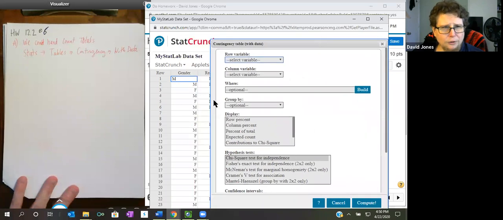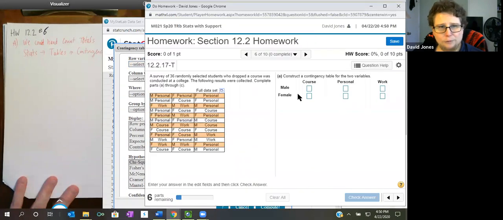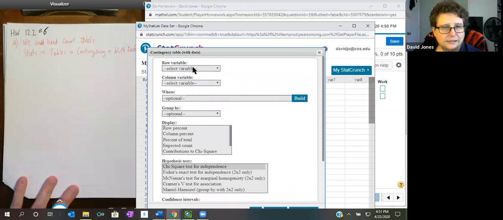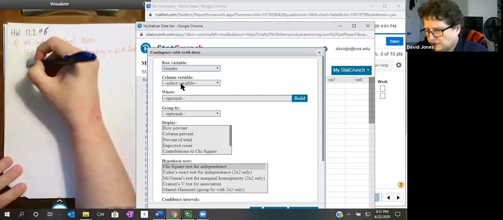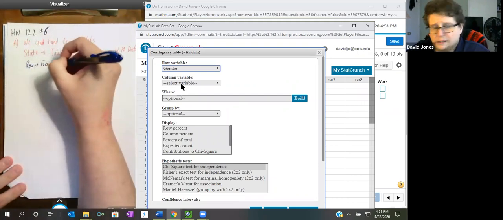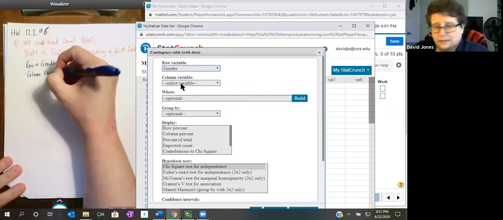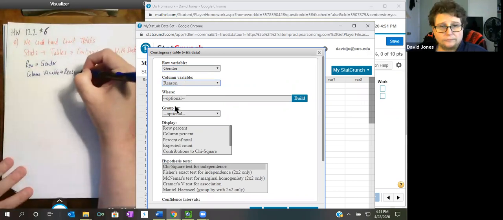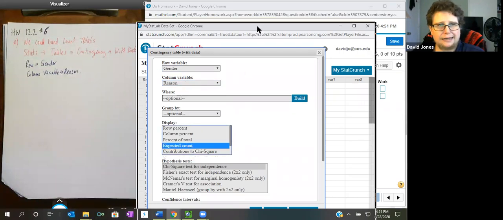My row variable is... we've got to look at the way they wanted it on the table. On the table, the rows were genders, so that's what we're going to put here. Rows are gender. And that means the column variable... Is it called response? What was it called? No, reason. For now, let's just do expected count. If we need something else later on, we can come back and edit it.